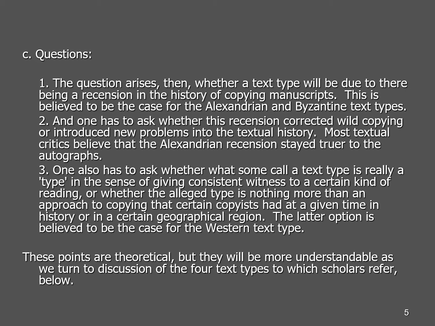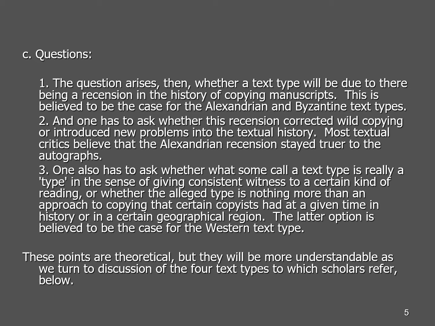Most textual critics believe that the Alexandrian recension stayed truer to the autographs, the original text of a New Testament writing as written by the author or authors. One also has to ask whether what some call a text type is really a type in the sense of giving consistent witness to a certain kind of reading, or whether the alleged type is nothing more than an approach to copying that certain copyists had at a given time in history or in a certain geographical region.